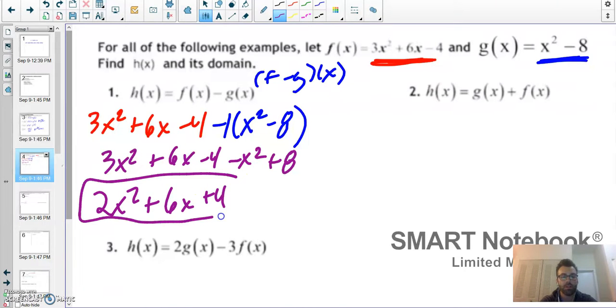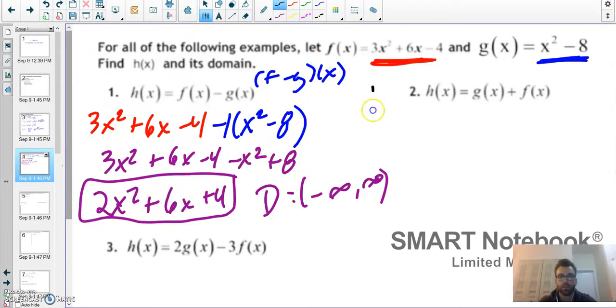For each of these, we want to state our domain. The domain of a squared function is all real numbers, so negative infinity to infinity.